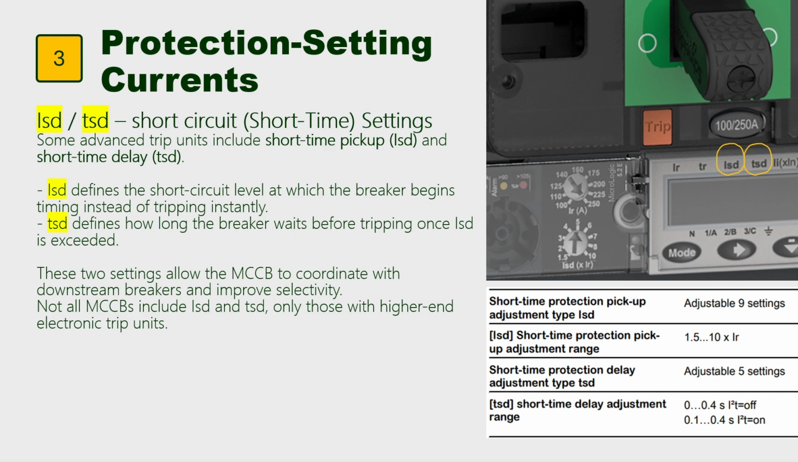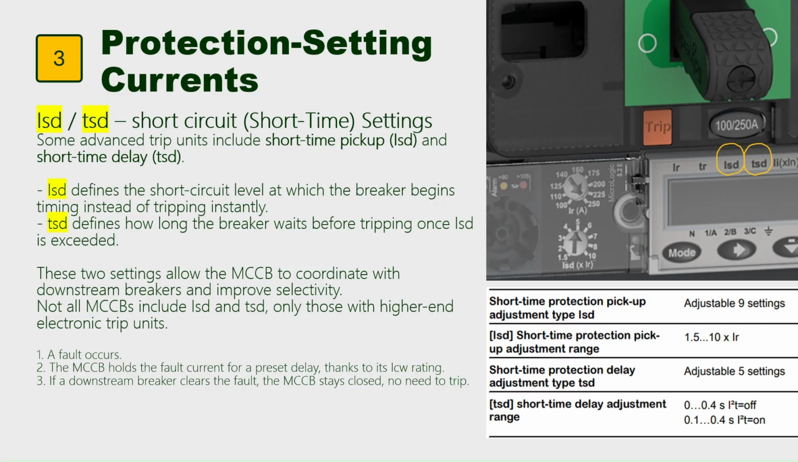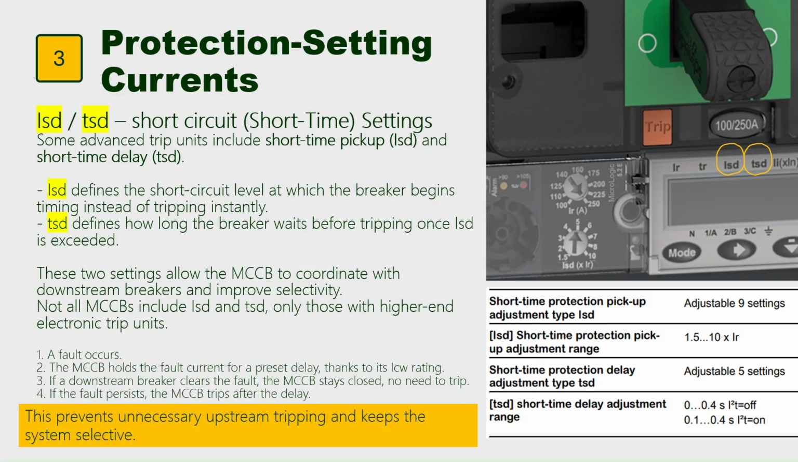Short-circuit short-time protection works hand-in-hand with ICW. Here's how. A fault occurs, and the MCCB holds the fault current for a preset delay thanks to its ICW rating. If a downstream breaker clears the fault, the MCCB stays closed, with no need to trip. If the fault persists, the MCCB trips after the delay. This prevents unnecessary upstream tripping and keeps the system selective.